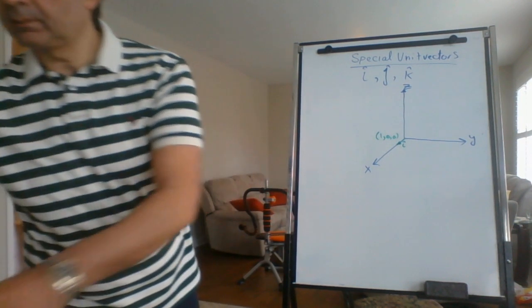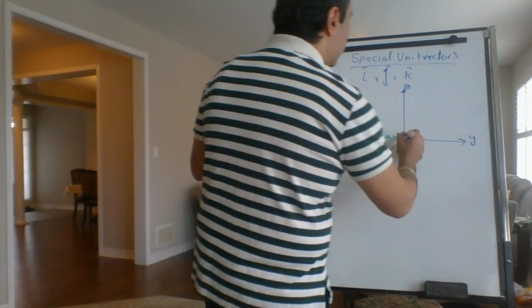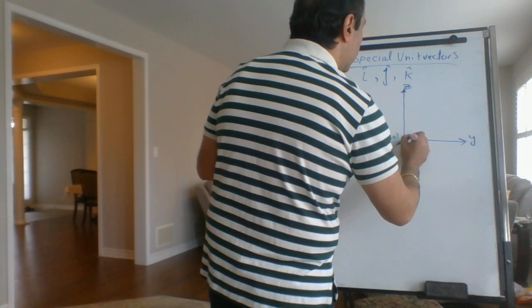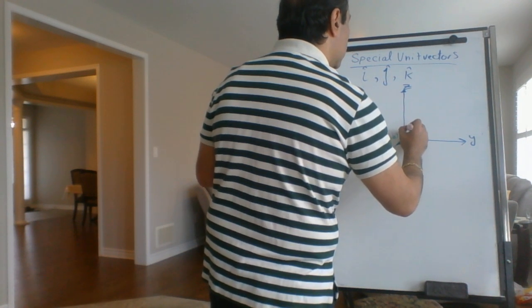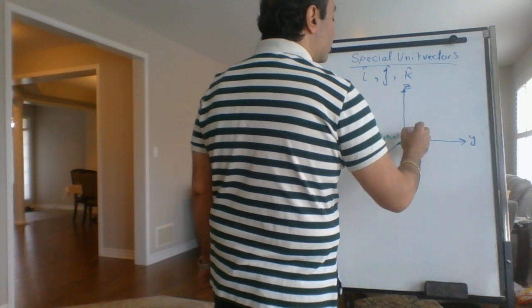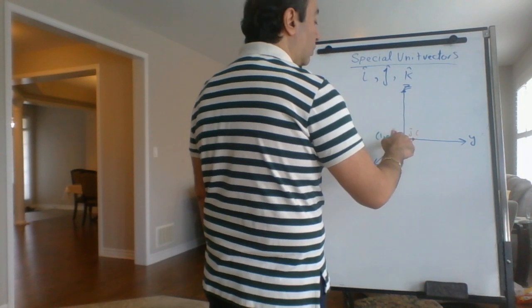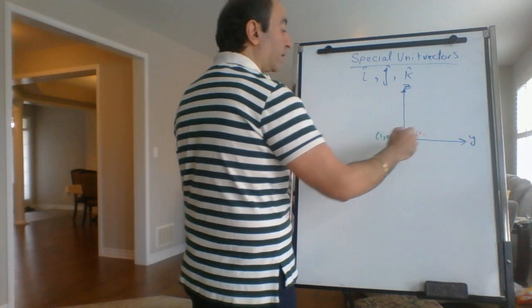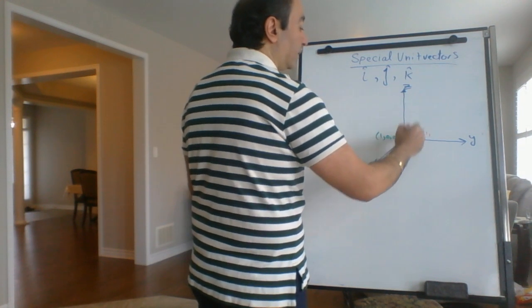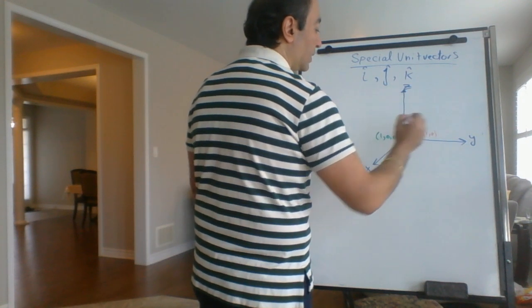j is the unit vector in the direction of y. So this is j. What are the coordinates of j? I didn't go anywhere in the x direction, so 0. I did go 1 in the direction of y, so 1. And I didn't go anywhere up, so it is 0.